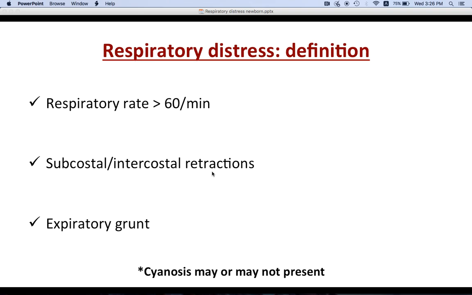So the NNPD or the National Neonatal Perinatal Database defines respiratory distress as any one of the following: either a respiratory rate of more than 60 per minute, subcostal or intercostal retractions, or expiratory grunt. Cyanosis may or may not be present in a case of respiratory distress.